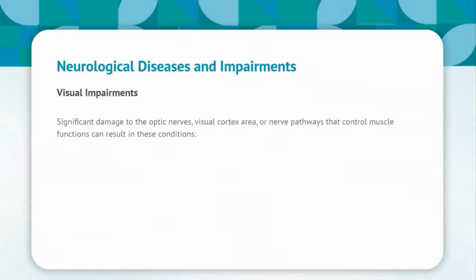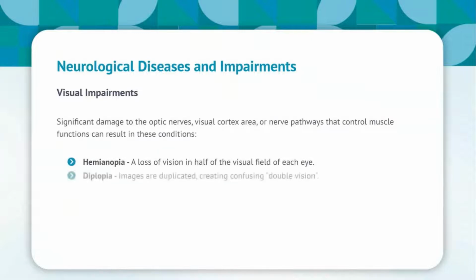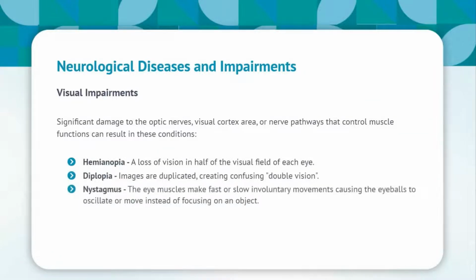Visual impairments. Significant damage to the optic nerves, visual cortex area, or nerve pathways that control muscle functions can result in these conditions. Hemianopia, a loss of vision in half of the visual field of each eye. Diplopia, images are duplicated, creating confusing double vision. Nystagmus, the eye muscles make fast or slow involuntary movements causing the eyeballs to oscillate or move instead of focusing on an object.